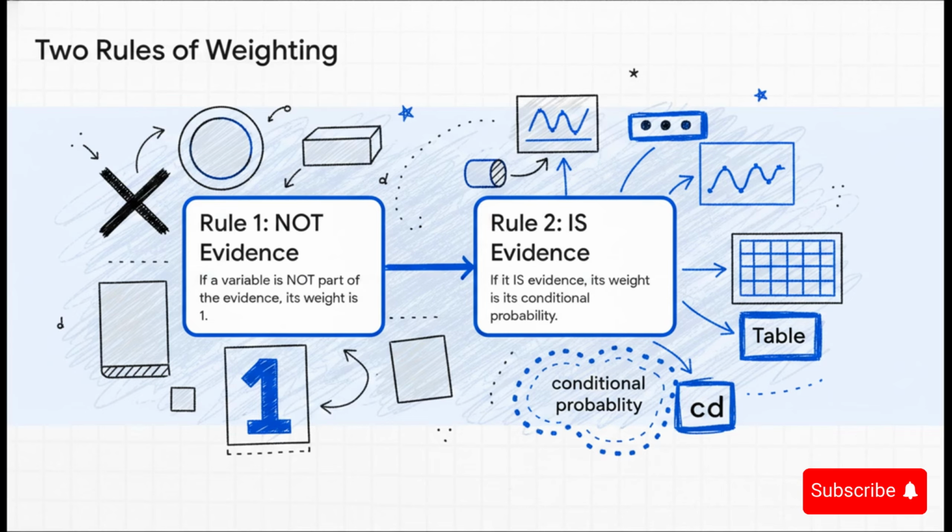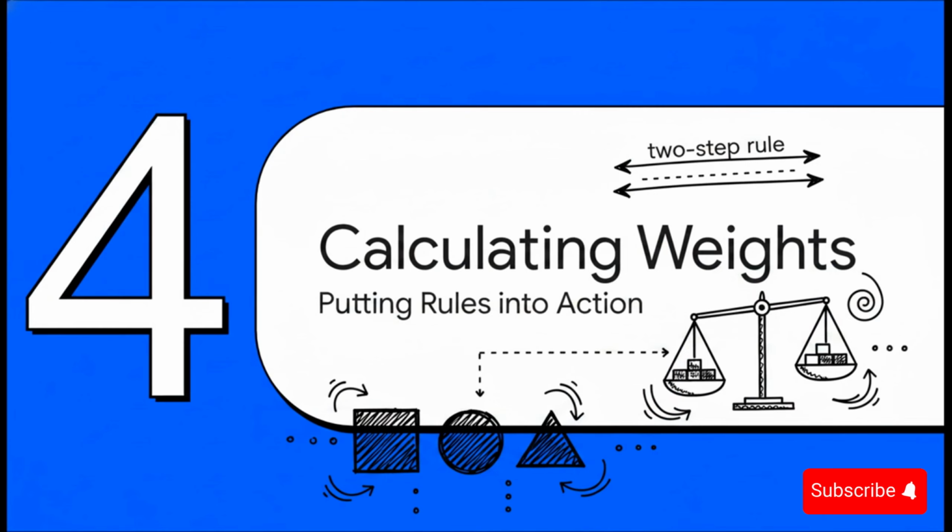There are just two rules, that's it. Rule 1, if a variable in a sample is not part of our evidence, its weight is just 1. We kind of ignore it for now. Rule 2, if a variable is evidence, like our C and D, its weight is its probability, which we just pull right from the tables. Seriously, it's that straightforward. So, enough talk, let's put these two simple rules into practice.